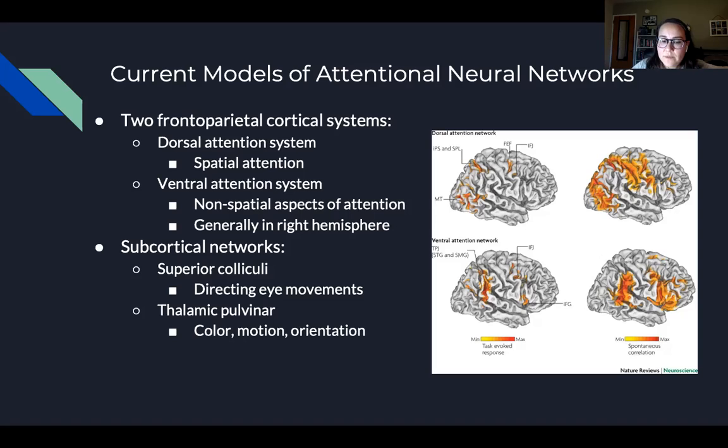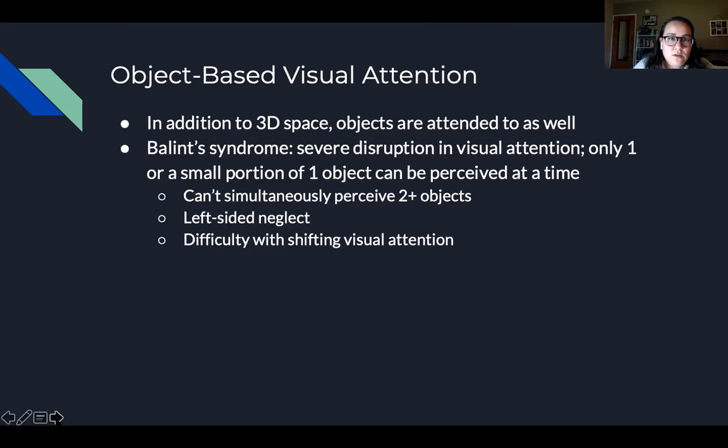There's also a portion of the thalamus called the pulvinar, which is fun. This is really involved in our selection for color, motion, or orientation. So if you were told to pick out a blue X, right? Your pulvinar region of the thalamus is like, okay, blue, blue, blue, blue, blue, blue. So in addition to three-dimensional space, like I alluded to with the ventral attention system, we also attend to objects, and the specifics of objects in our environment.